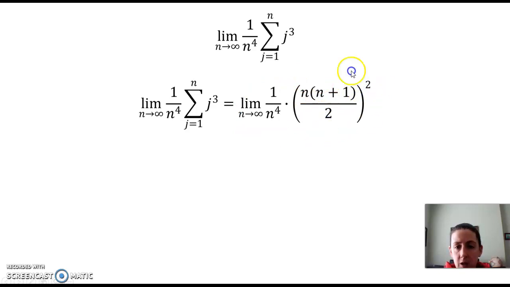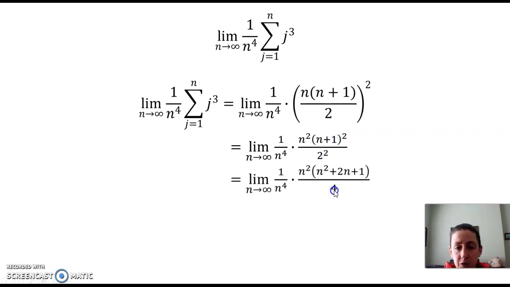So now let's take a look at this limit. The first thing I'm going to do is distribute this square, right? I'm going to take the n squared, the n plus 1 squared, and the 2 squared. I will actually square this n plus 1 squared, so that's n plus 1 times n plus 1, and that gives me n squared plus 2n plus 1, and that 2 squared gives me 4. And so now I'm going to distribute that n squared, and we have n to the 4th, 2n cubed, n squared, and then that n to the 4th times 4 gives me 4n to the 4th.